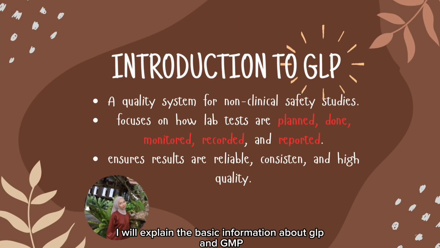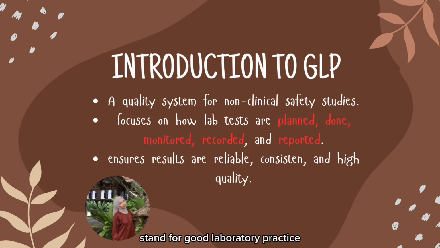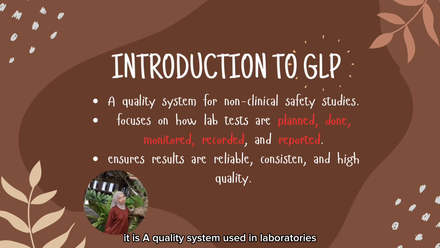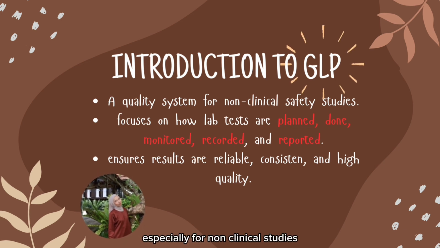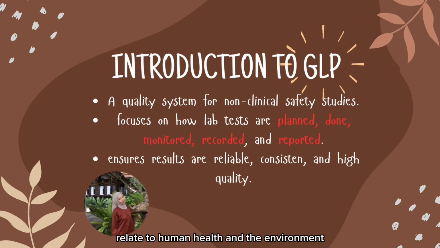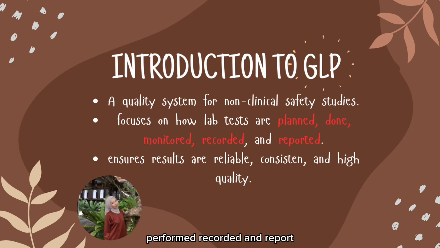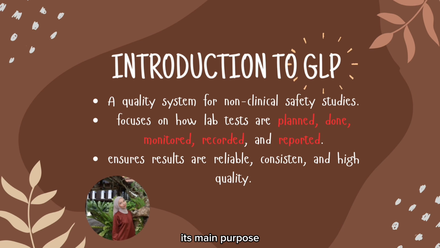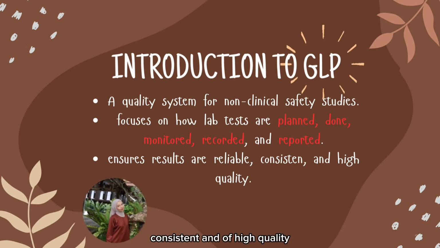Today I will explain the basic information about GLP and GMP. GLP stands for Good Laboratory Practice. It is a system used in laboratories, especially for non-clinical studies related to human health and the environment. GLP controls how these studies are planned, performed, recorded, and reported. Its main purpose is to make sure the test results are reliable, consistent, and of high quality.